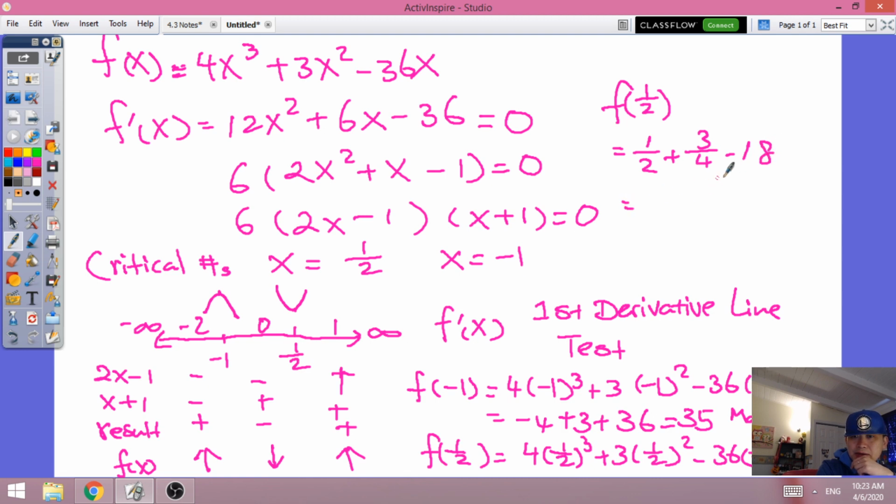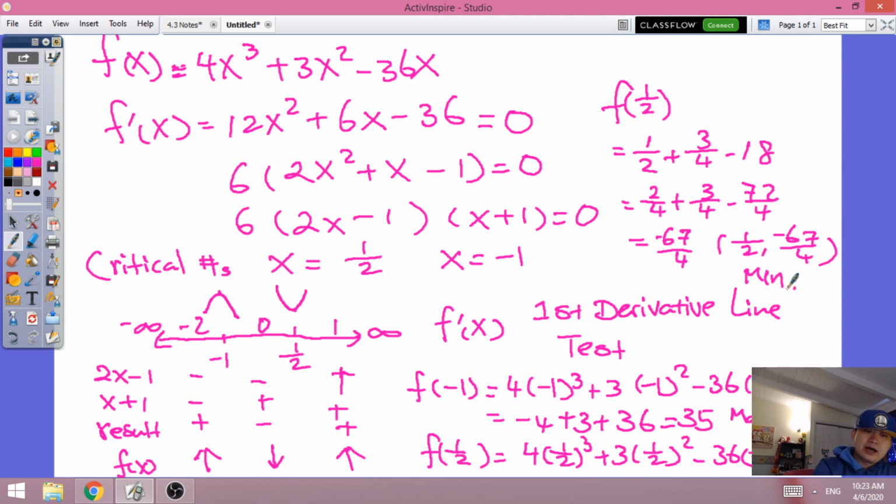With a common denominator of 4, we have 2/4 plus 3/4 minus 18, which is 72/4. So combine this: 5 over 4 minus 72 over 4, which is negative 67 over 4. So rewrite it: (1/2, -67/4). And that will give you the local minimum.